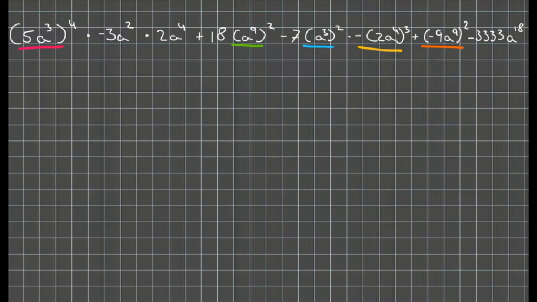So what we have is 625a raised to the power 12. Let's see how we can solve this. Well, first things first, we have something inside the brackets, a to the power 9. We multiply that with 18, but a to the power 9 is also raised to the power 2.